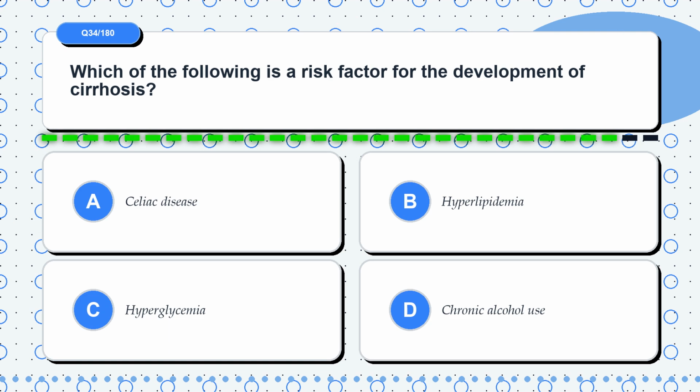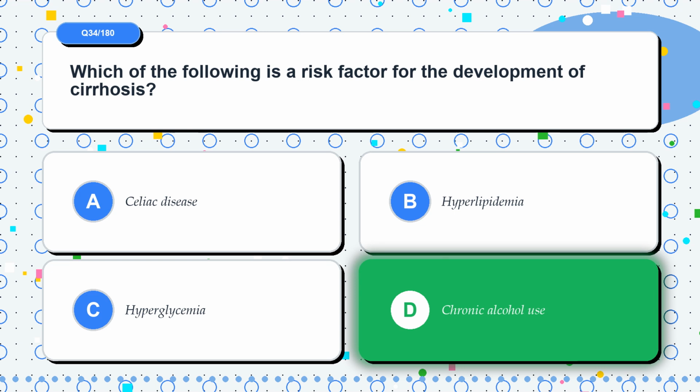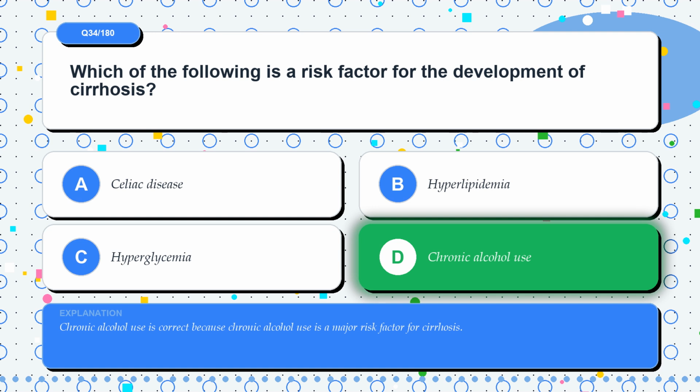Question 34. Which of the following is a risk factor for the development of cirrhosis? Here are the options. Option A, Celiac disease. Option B, Hypolipidemia. Option C, Hypoglycemia. Option D, Chronic alcohol use. The correct answer is option D. Chronic alcohol use. Chronic alcohol use is correct because chronic alcohol use is a major risk factor for cirrhosis.